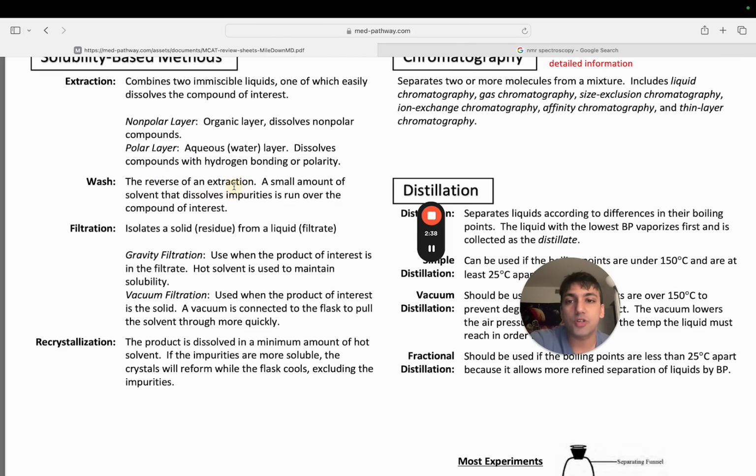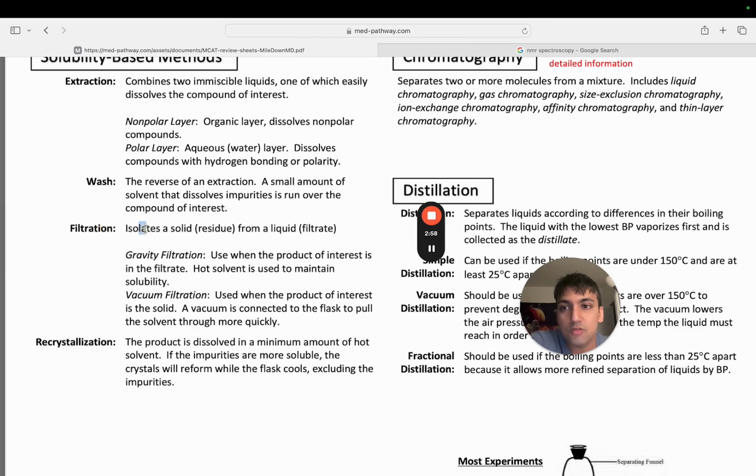Wash is the reverse of extraction. It's basically when you take a small amount of solvent and you dissolve any impurities that run over the compound of interest. So if I have a compound of interest that's non-polar and I want to get rid of any of the polar impurities in there, I would just run some water through it, and hopefully that would get rid of those polar impurities.